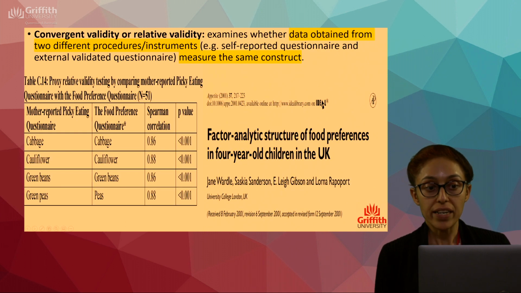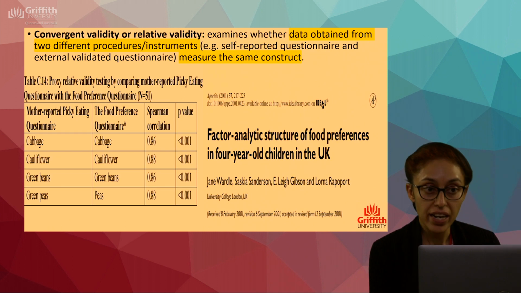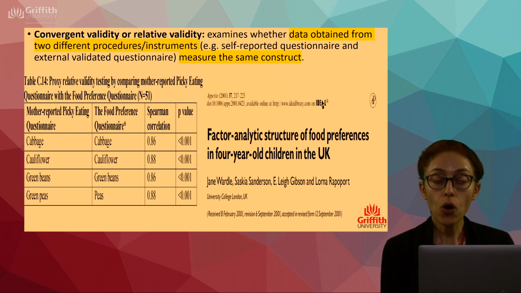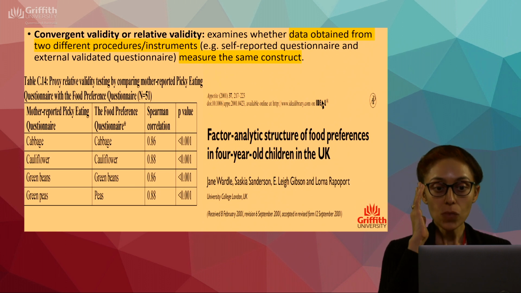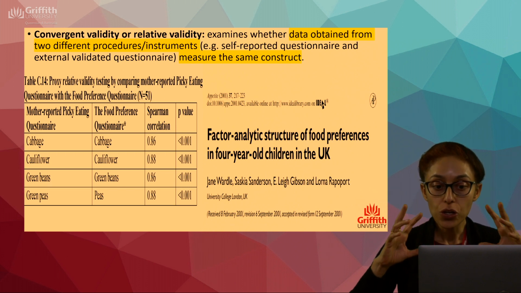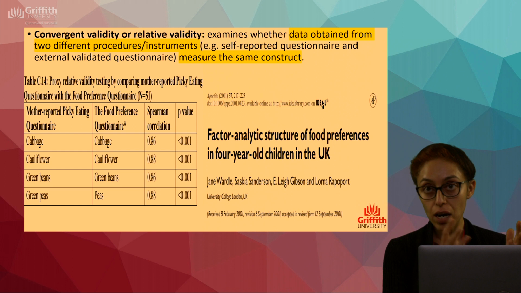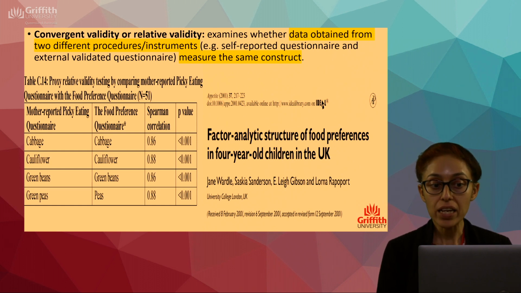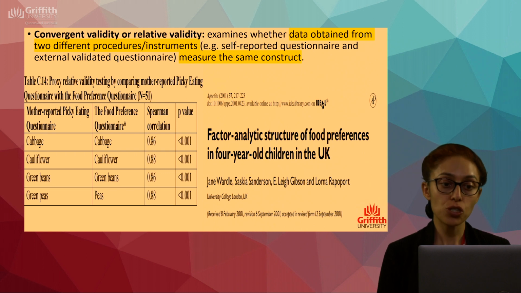Now we go to relative validity. Relative validity is also called as convergent validity. What do you do over here? Basically, I have my questionnaire. I designed 2 questionnaires. I designed the picky eating questionnaire and I designed the children's questionnaire.